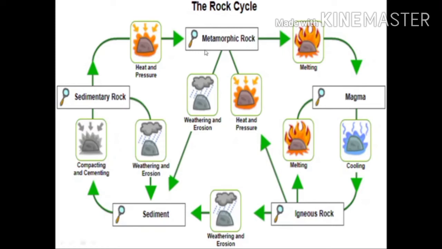From metamorphic, it could change into igneous rock when it undergoes melting, cooling, and solidification. The igneous rocks will become sedimentary rocks when the sediments undergo weathering and erosion and then compacting and cementing. The sedimentary rocks may form metamorphic rocks when they receive heat and pressure, and the cycle goes on.